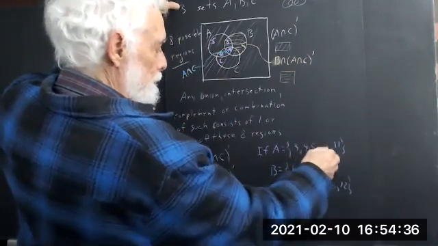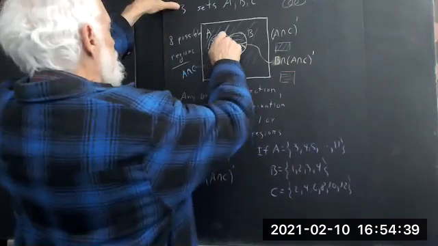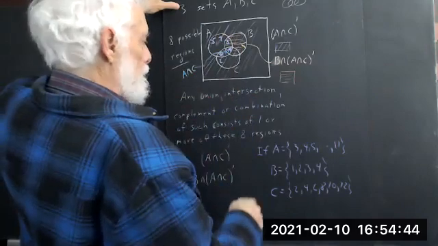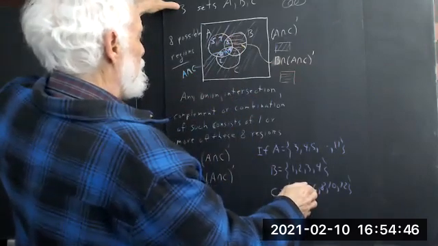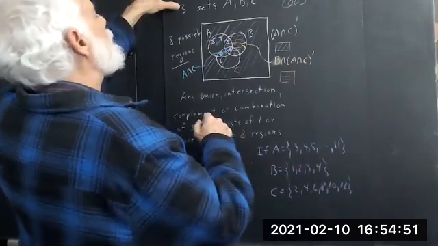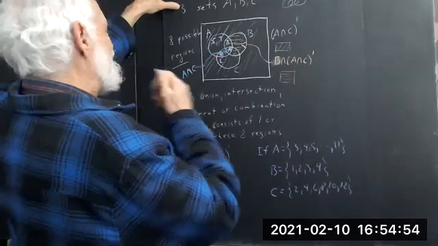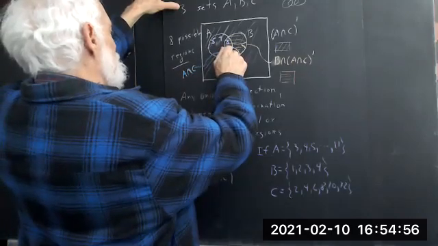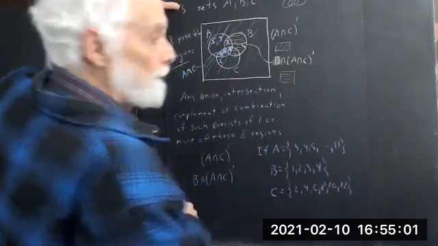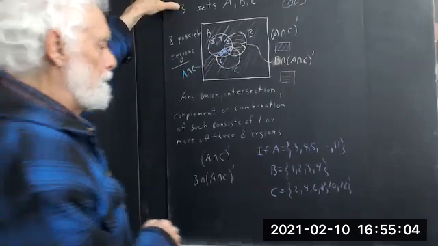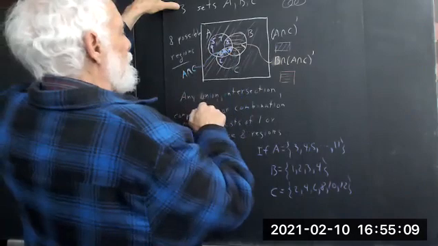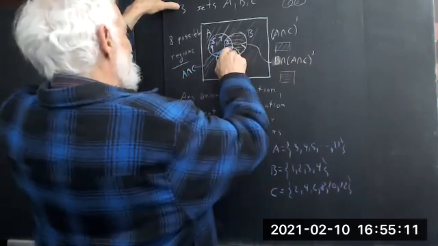7 is in A. It's not in either of these sets. So 7 goes here. 8 is in C and it's in A. And again, I'm not going to have room for it. Let's try. Okay, there's 8. 9 is in A. It's not in any of the other sets. And then we got 10 here.